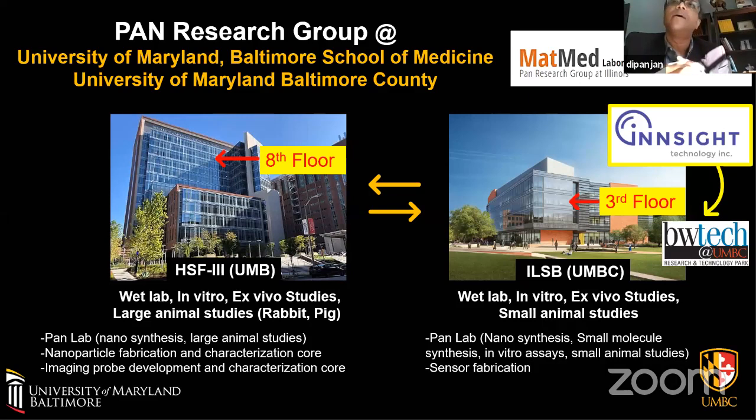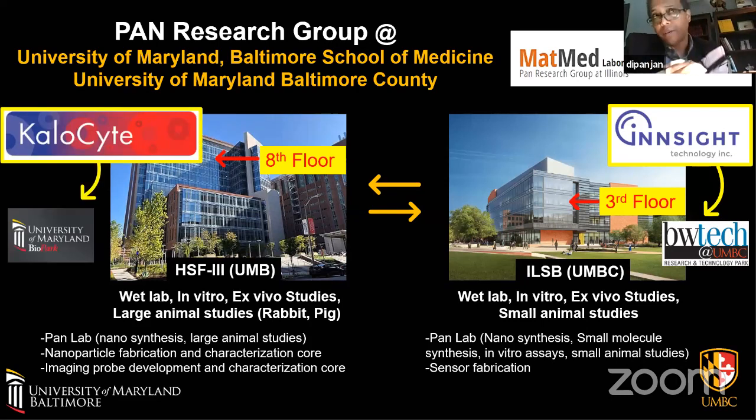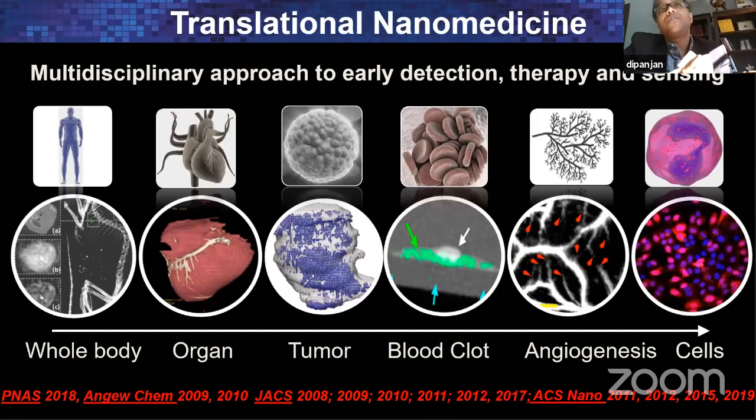For example, this is one company, Insight Technology, that develops solutions or biosensors for detecting eye injuries. And the other company here, you're looking at Kelocyte. That company develops the technologies developed in my lab as a synthetic blood, artificial blood. There is also another company called Vitruvian Bio, which is developing our COVID-19 sensing approaches.